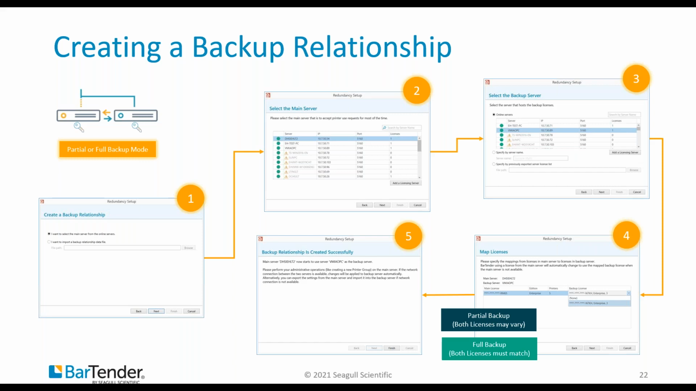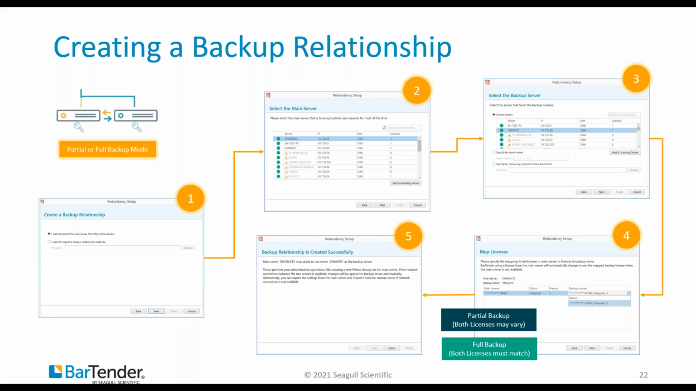So once a license server has been selected for each role, you then do license matching. There are 2 types of matching that you can do. You can do a partial backup, where you have 2 asymmetrical licenses that you want to use. So for example, you might have a 50 printer license for the main server, and then you have a 10 printer license for the backup. In that scenario, when failed over to the partial backup, printer partition configuration takes place.